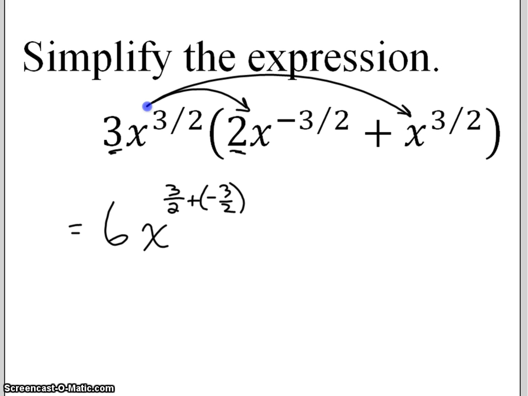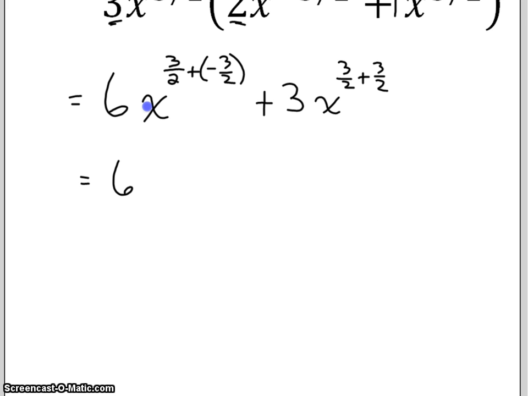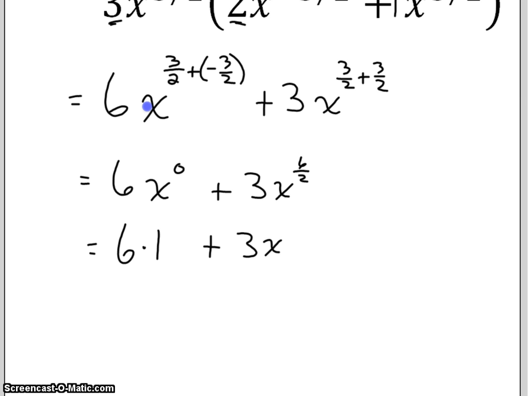Okay, now this 3, remember there's a 1 right here, 3 times 1, that's going to become a 3. And now for x, we're going to add the exponents. So 3 halves plus 3 halves. So it's raised to that. Now we get 6x to the 3 halves plus negative 3 halves, that's 0, plus 3x to the 3 halves plus 3 halves, that's 6 halves. Now, x to the 0 is just 1. So 6 times 1, and 6 divided by 2 is 3. So we actually get 6 plus 3x cubed.